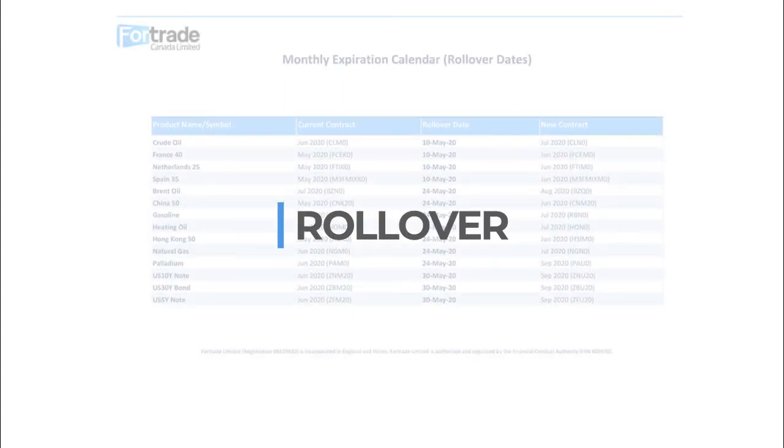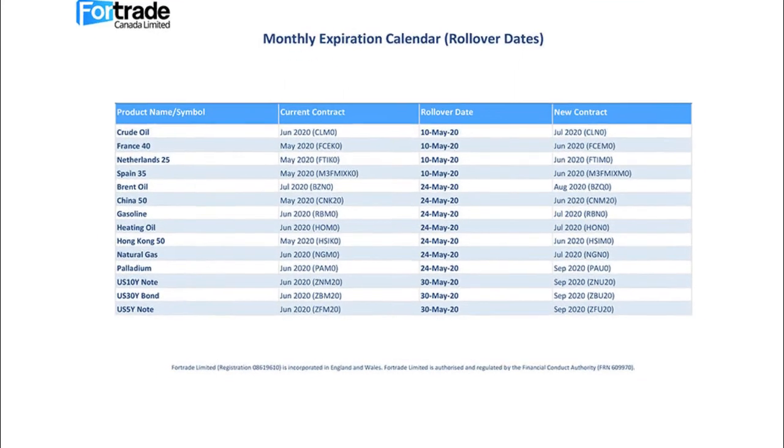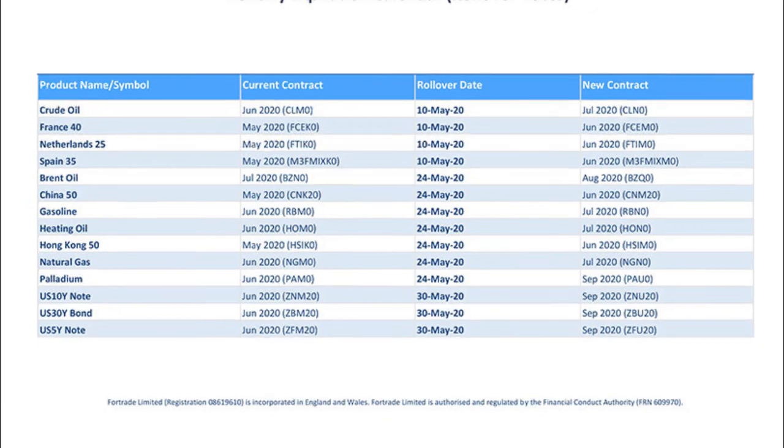Rollover. This is a predetermined date at which a trading contract is rolled over, that is, automatically renewed.